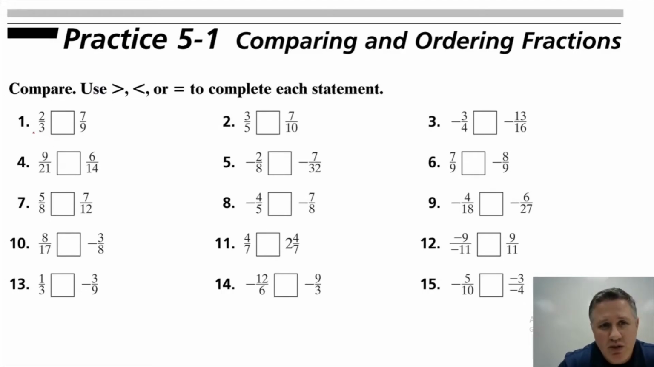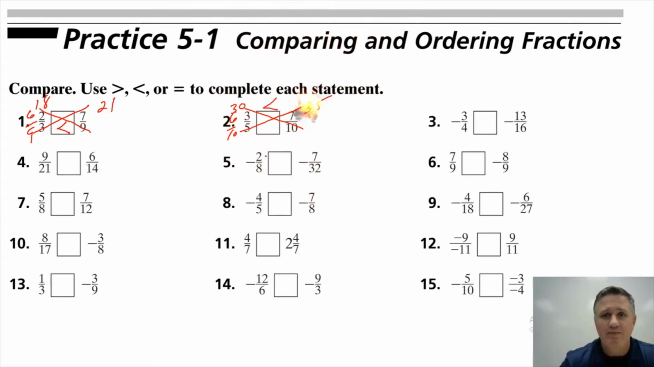So if I'm using cross products here, I get 21 compared to 18. 21 is bigger than 18. Although I could find a common denominator and say 6/9 compared to 7/9, 7/9 is bigger. This guy, I could say 6/10 is bigger than or smaller than 7/10, or I could use cross products and say 35 compared to 30.